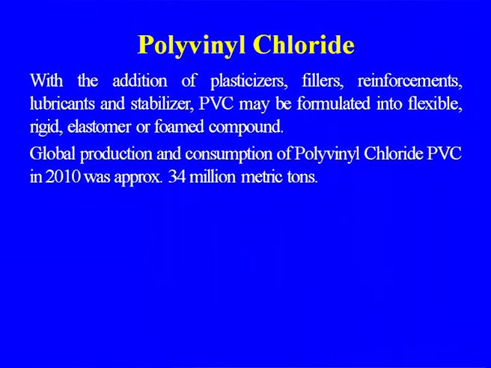With the addition of plasticizers, fillers, reinforcement, lubricants and stabilizers, PVC may be formulated into flexible, rigid, elastomer or foam compounds. Global production and consumption of polyvinyl chloride in 2010 was approximately 34 million metric tons.